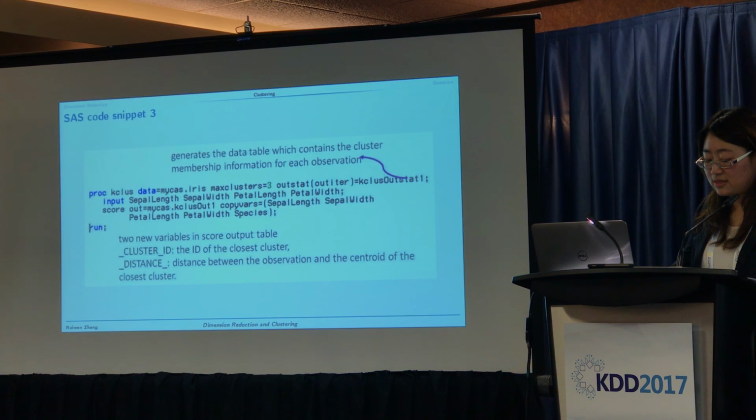PROC FASTCLUS conducts K-means clustering in SAS Viya. It's another powerful and fast procedure in SAS. As a result, it generates a data table which contains the cluster membership information for each observation, including the cluster ID and the distance between the observation and the centroid of the closest cluster.